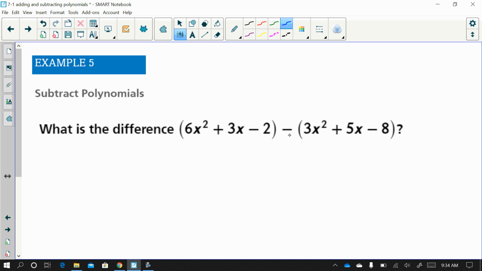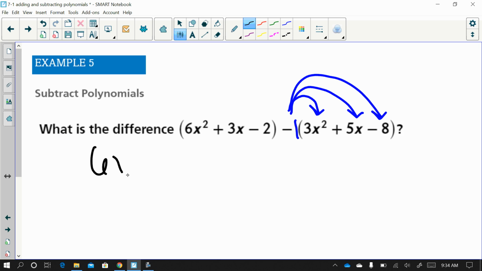Okay, when I have minus, that's really just like a negative 1. So what I'm going to do is distribute this negative 1 to everything in my second set of parentheses. This is going to allow me to just combine like terms. So I'm going to take my first set of parentheses and just copy them down. I don't have to do anything to this guy. He's already ready. So let's distribute the negative 1 now.